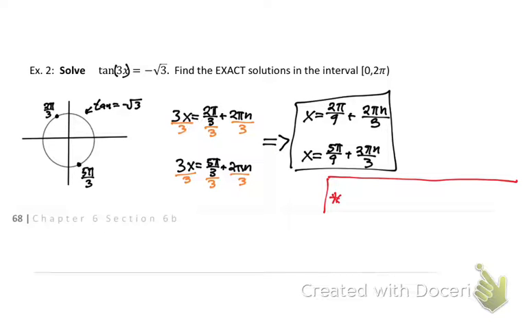I could have written 3x equals 2 pi over 3 plus pi times n. That would have been both of these equations written as one. I would have divided by 3 and I would have had one answer. That would have worked. If that doesn't make any sense, don't worry about it. If it makes sense to you, it can shorten the problem a little bit.